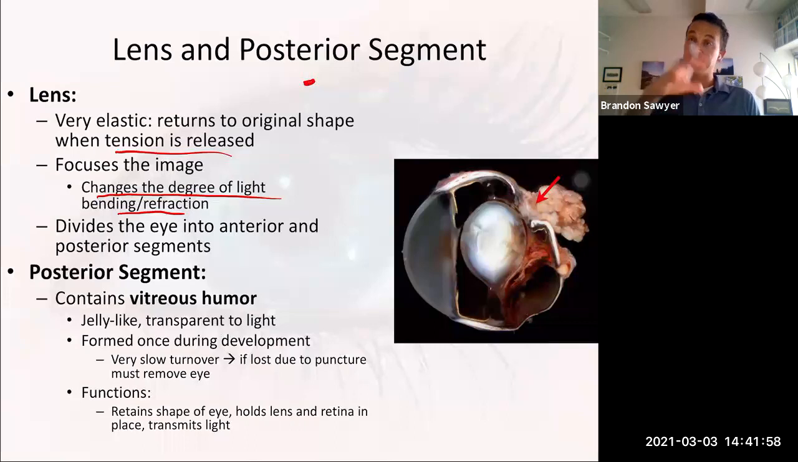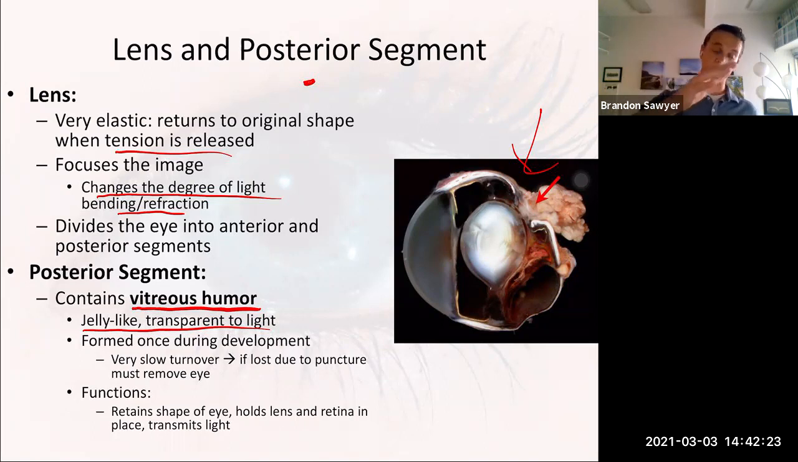So we already talked about the anterior segment having aqueous humor. The posterior segment contains a more jelly-like substance called vitreous humor. It's also transparent, but because it's more jelly-like, it helps maintain the shape of the eyeball. Very, very slow turnover. So if you rupture your eyeball, like happened here, and you lose some of that vitreous humor, it's very hard to maintain the shape of your eye, and your retina actually falls off the back of your eye without the pressure created by the vitreous humor.